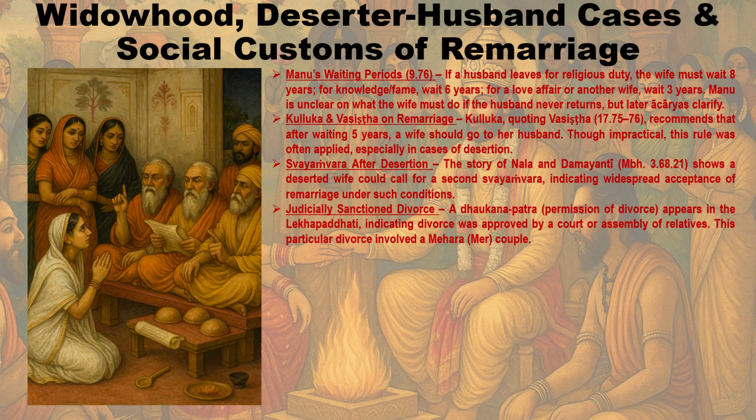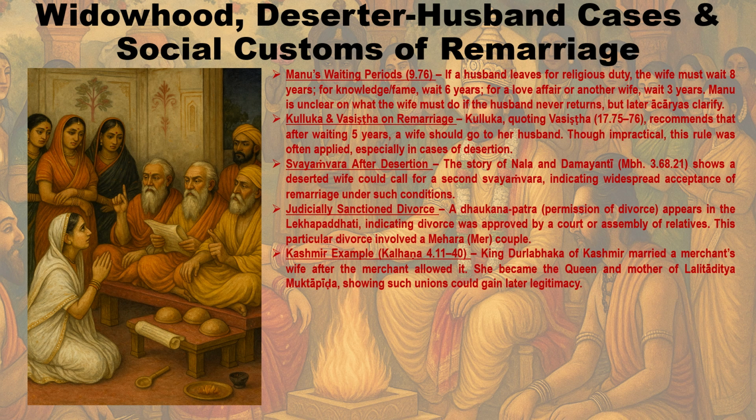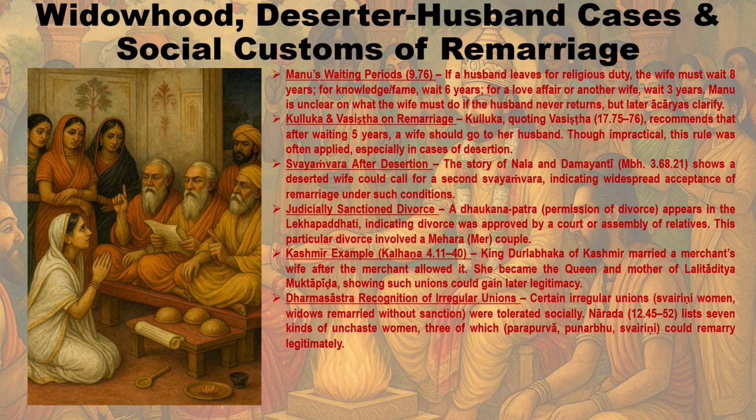Adhaukana Patra, meaning permission of divorce, appears in the Lekha Paddhati, indicating divorce was approved by a court assembly of relatives. This particular divorce involved a Mehra couple. King Durlabhaka of Kashmir married a merchant's wife after the merchant allowed it. She became the queen and mother of Lalitaditya Muktapida, showing such unions could gain later legitimacy.